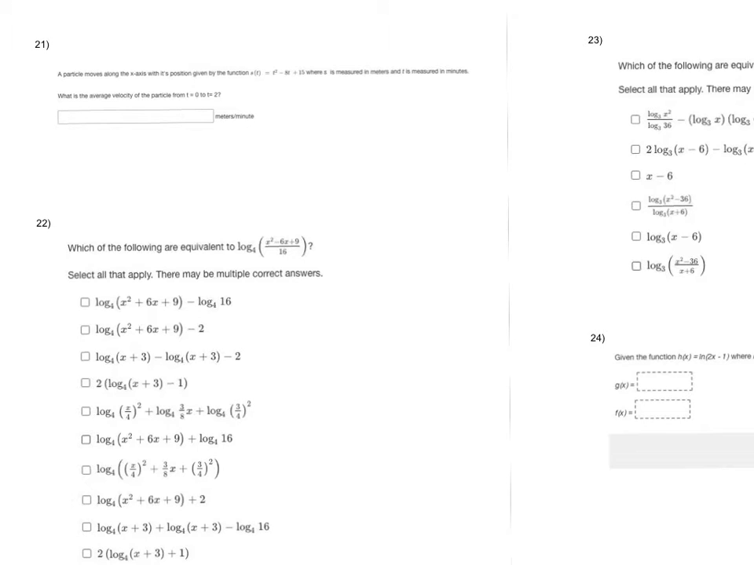All right, so in number 21, we're given this position function. And so what that means is that if we input any value t, where t is in minutes, this is going to output the position that this particle is along the x-axis. And the question says, what is the average velocity from t equals 0 to t equals 2?